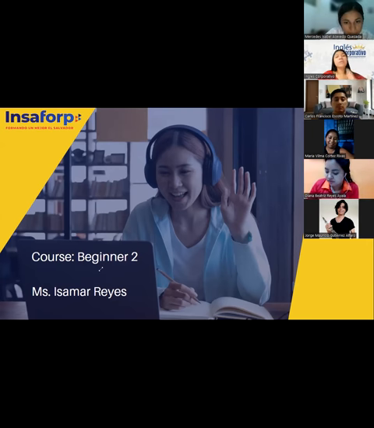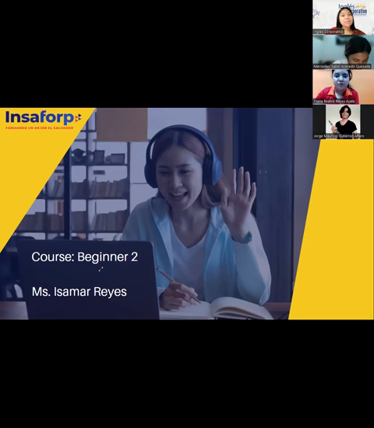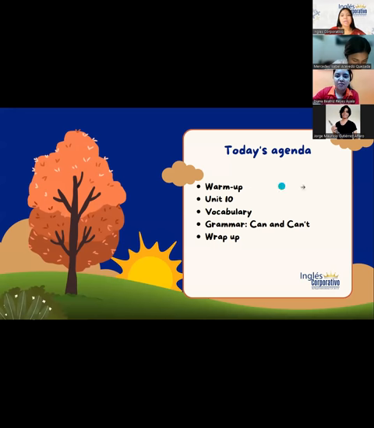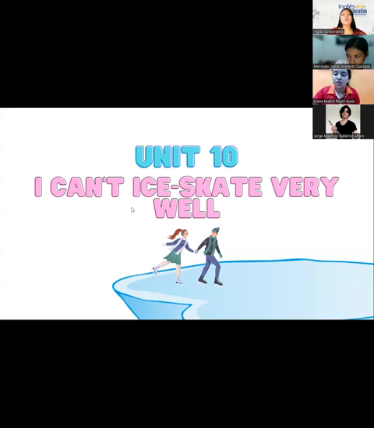Okay, guys. So we're going to start with today's class. For today's class, we have the following agenda. We are going to start with the warm-up. Today we are going to cover unit 10, which is about can and can't. We also have vocabulary, a listening quiz, and the wrap at the end of the class. The name of unit 10 is called I Can't Ice Skate Very Well.